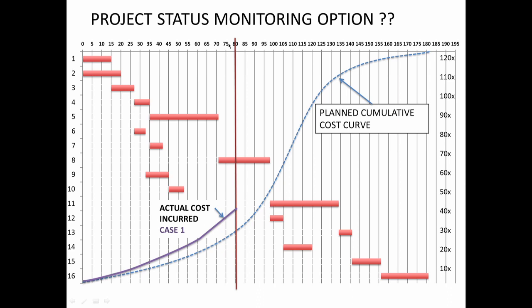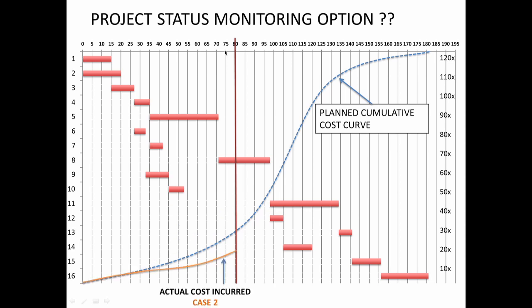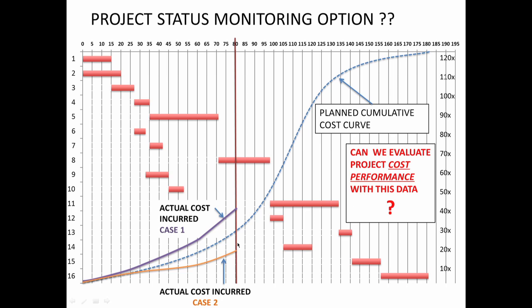Can I make any kind of conclusion based on this? That's something to think about. Or, if I have a second case, in my case 2, I actually spent less than what I had planned to spend on day 80. This is because we always measure the amount of money we spend on the project through accounting systems. This kind of comparison is easy to do, but does it really reflect the state of the project?